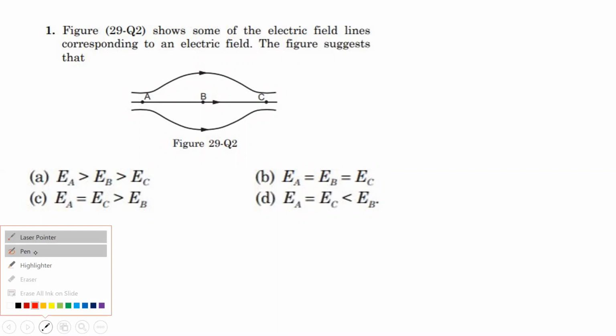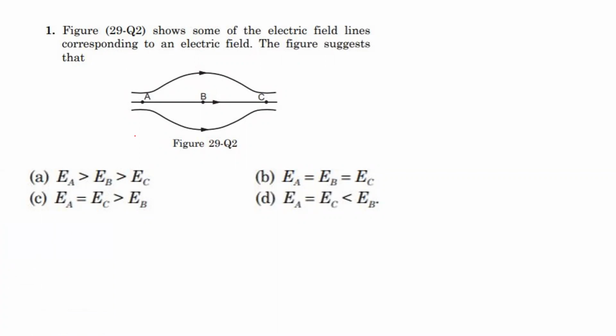Electric field intensity will be stronger if electric lines of force are very near to each other, and electric field intensity will be weaker if electric lines of force are separated far. At points A and C, electric field lines are nearer compared to point B, so the electric field intensity at A and C is greater than the electric field intensity at point B.